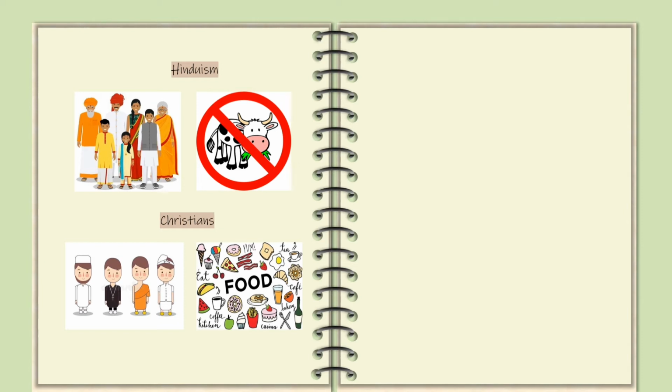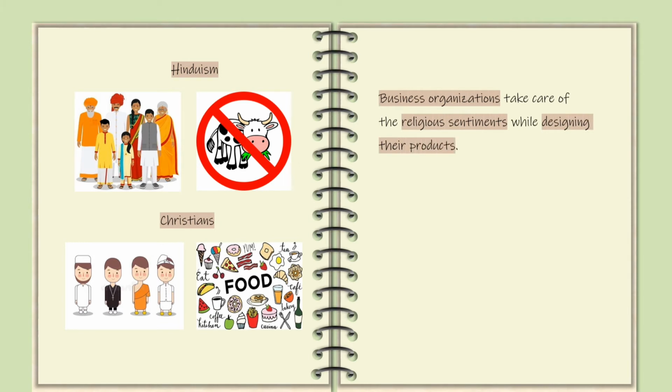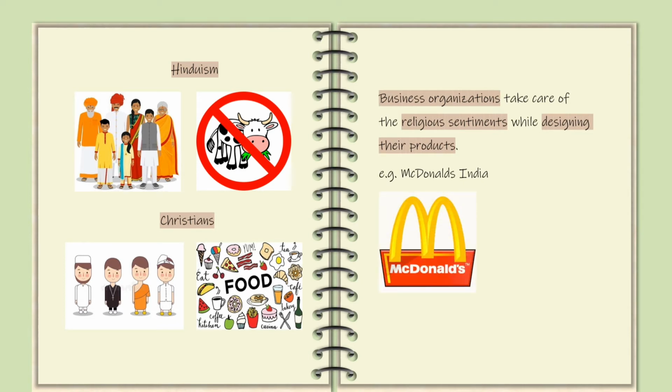Religion influences the preferences of the target market, and so it is important to know the religious categorization of your target market. Business organizations take care of the religious sentiments while designing their products. For example, McDonald's India. The McDonald's in India has no beef or pork products.